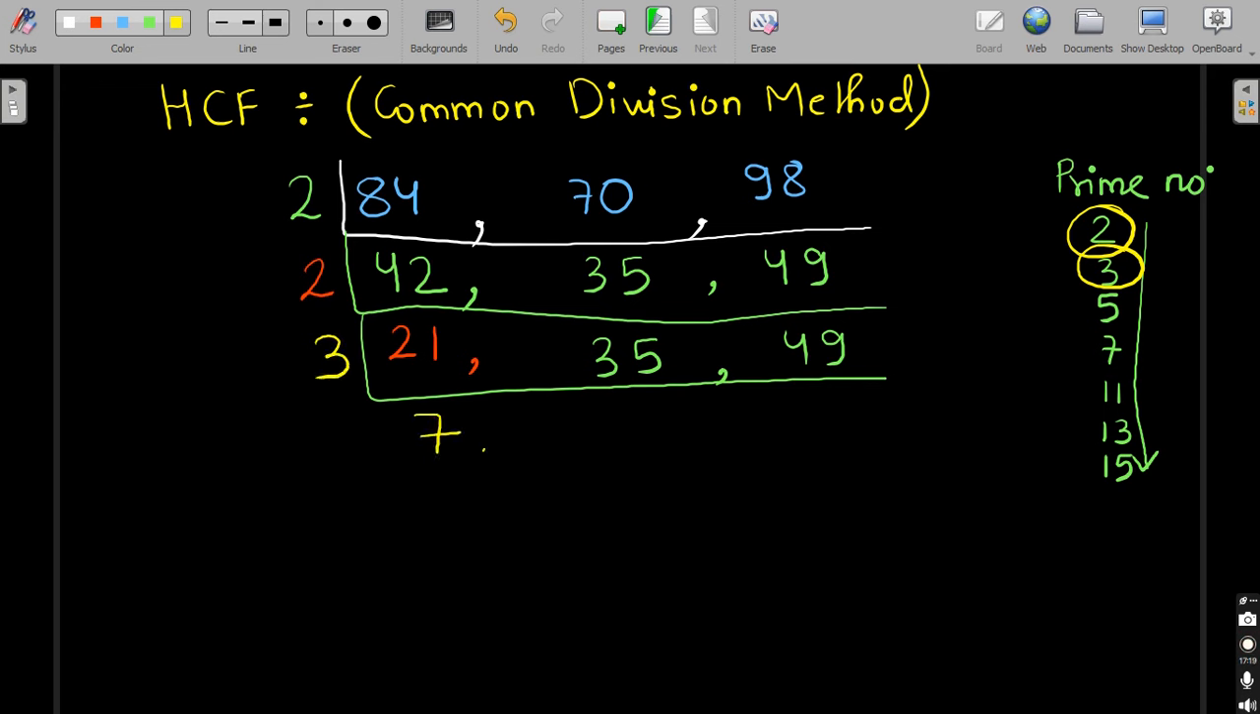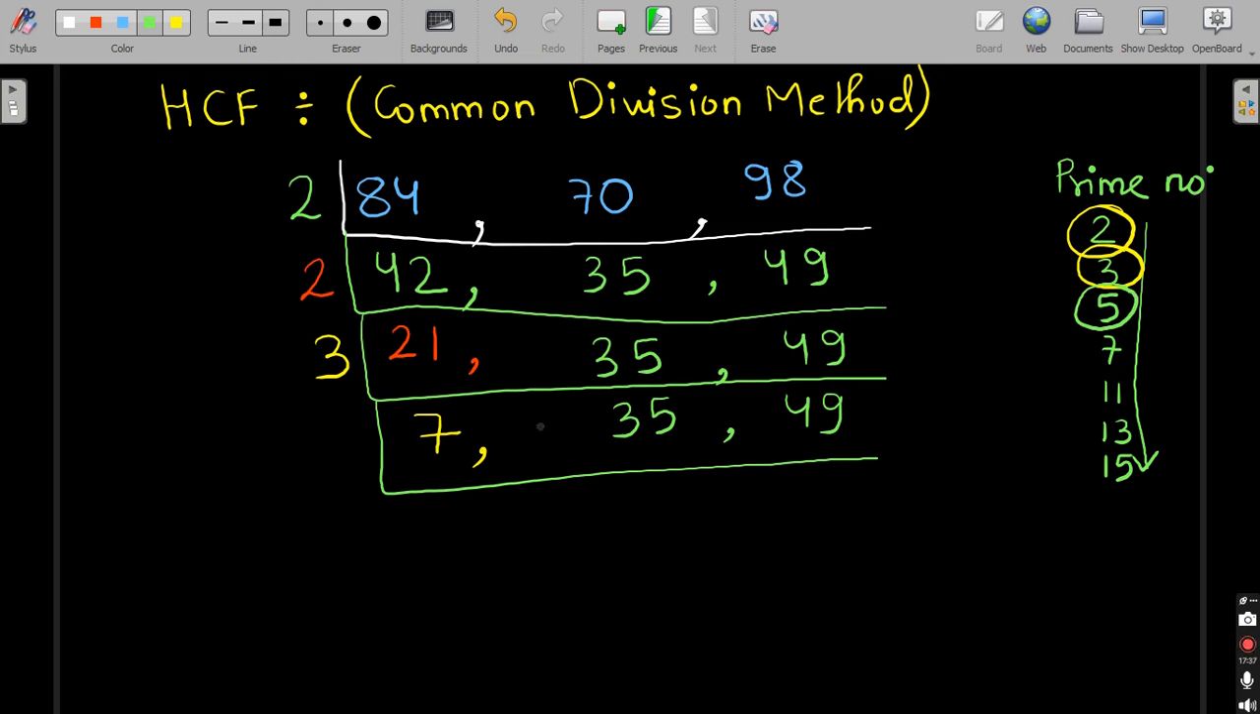3 sevens are 21. Okay. 35, can I divide? No, it is not possible. So I will write it as it is. By 3, can I divide 49? Not possible. Okay, 9. Okay, so up to here we have done. Now we will again move to the next. 3, it is not possible.